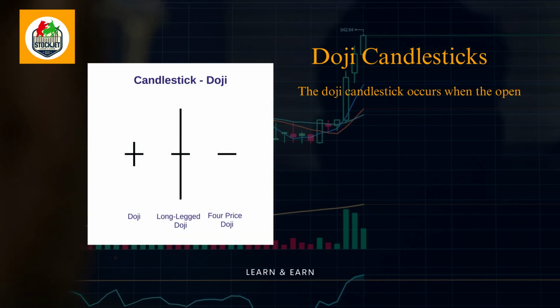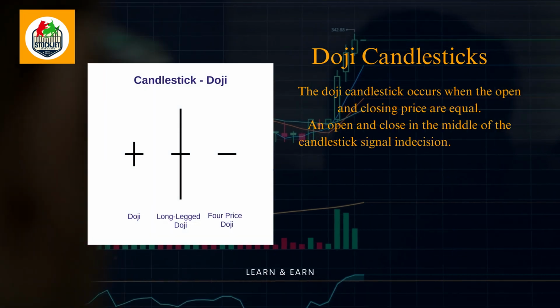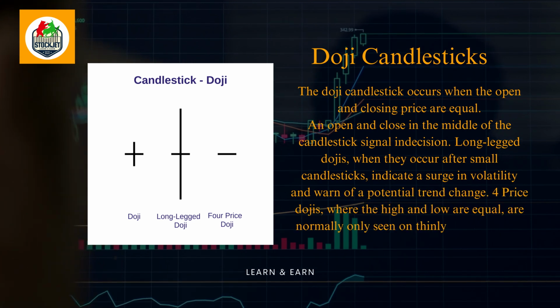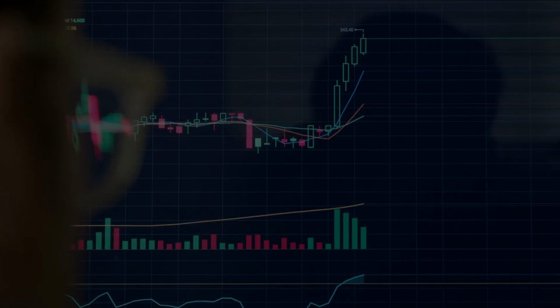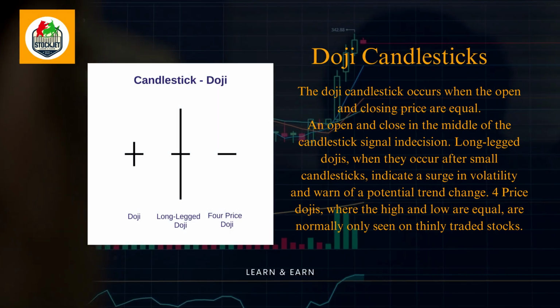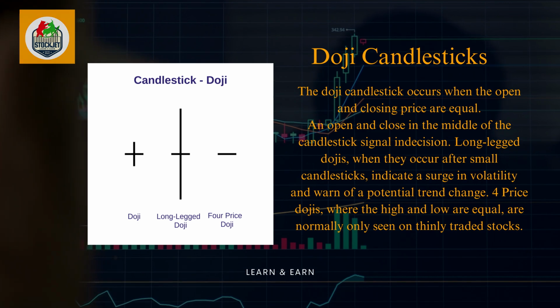Doji candlesticks. The doji candlestick occurs when the open and closing price are equal. An open and close in the middle of the candlestick signal indecision. Long-legged dojis, when they occur after small candlesticks, indicate a surge in volatility and warn of a potential trend change. Four-price dojis, where the high and low are equal, are normally only seen on thinly traded stocks.